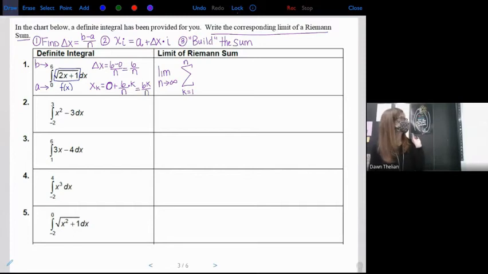Instead of an x, I'm going to plug in. So I'm going to have the square root of 2 times, instead of an x, 6k over n, plus 1. So that was my function. And then times delta x, 6 over n.